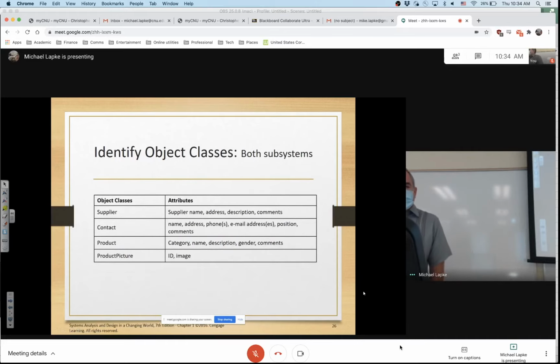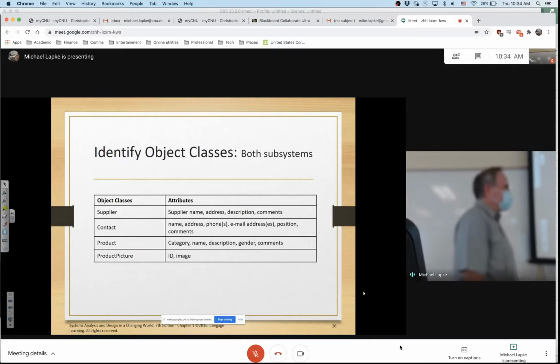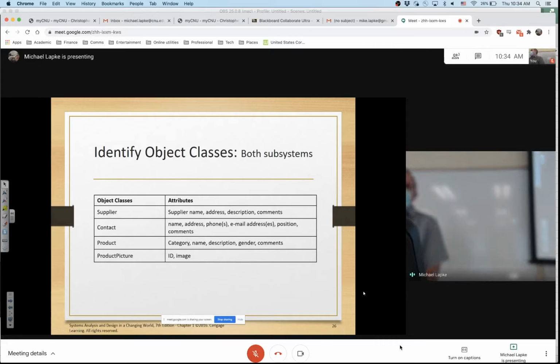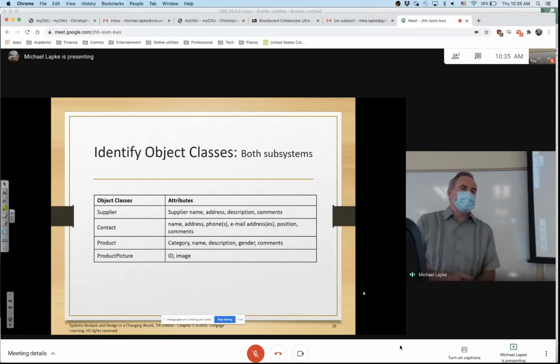Identify, this is another big issue I have with the text. I don't think they use this word right. Object classes. Can anyone tell me from a programming perspective what an object is? Anyone remember? No pressure if you don't. No one remember? Yeah. Kind of like a structure, right? Okay, correct. And what are the two main components of that structure?